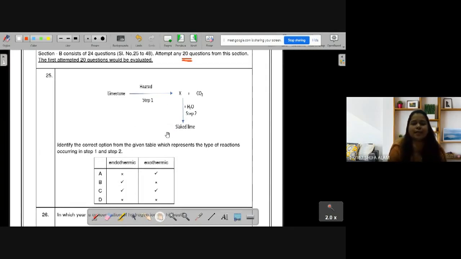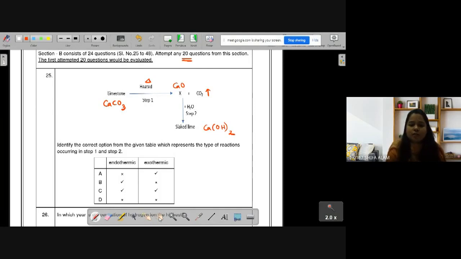The question says, limestone, when it is heated, gives us a substance X and the gas carbon dioxide is evolved. The chemical formula of limestone is calcium carbonate, which is CaCO3. When it is heated, it gives us calcium oxide and carbon dioxide gas. They are further treating this calcium oxide with water to give us slaked lime, that is calcium hydroxide.